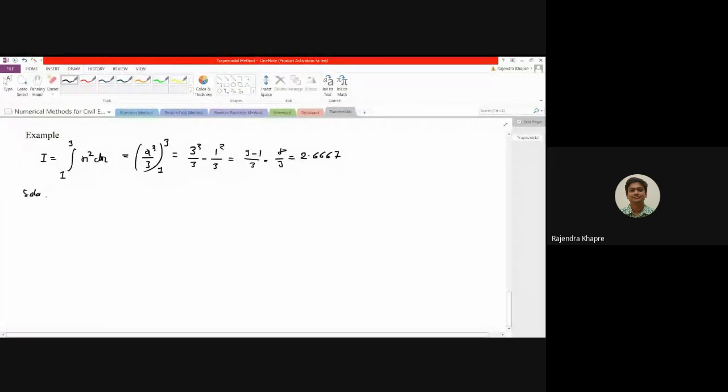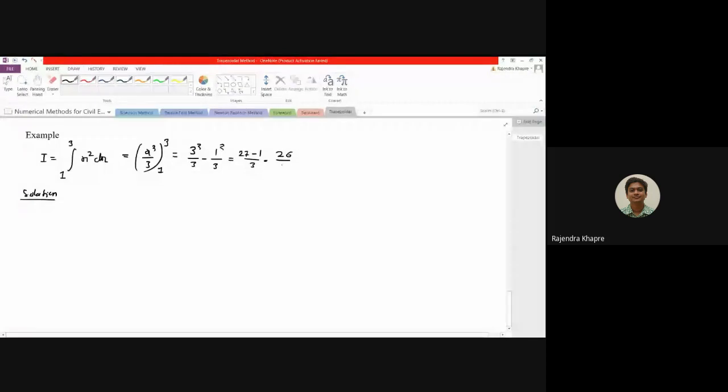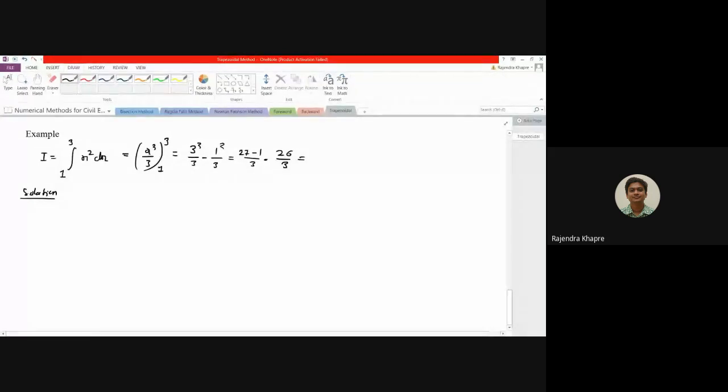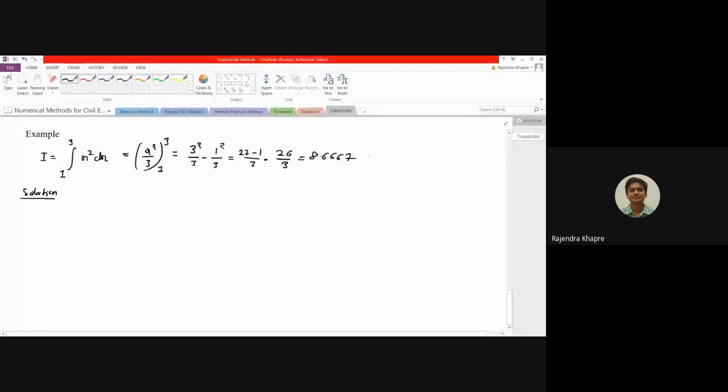Sir, 3 cube will be 27. Sorry, my mistake. This will be 27, and here we will have 26. This is 26 by 3. How much is this now? 8.66667. Okay, good. So now try to find out the integration of this using, let us say, 8 intervals only.